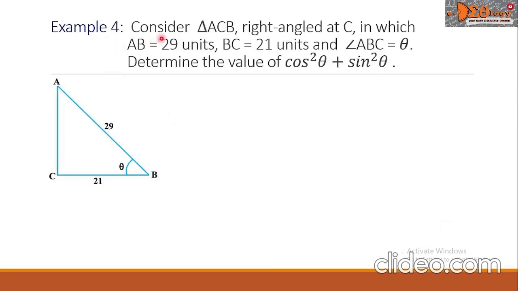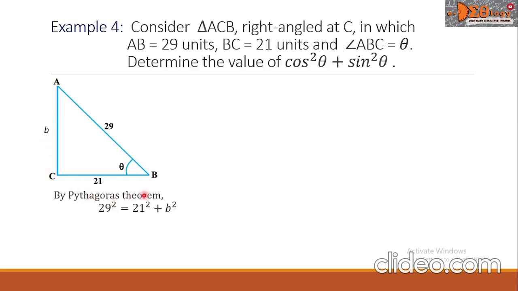Example 4. Consider triangle ACB, right-angled at C, in which side AB equals 29 units, side BC equals 21 units, and angle ABC equals theta. Determine the value of cosine square theta plus sine square theta. We have the figure here, and we need to find this side, which we write as small b.